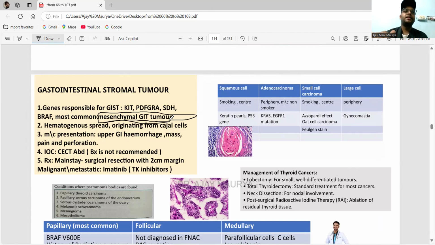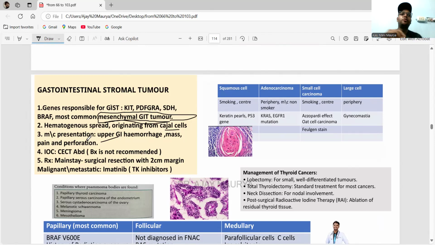Next, it arises from the interstitial cells of Cajal, which are the pacemaker of the GIT. These are most commonly the mesenchymal GIT tumors. Presentation is upper GI hemorrhage, mass, pain, and perforation.